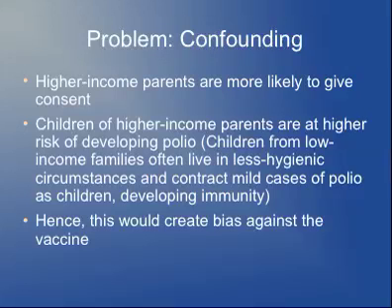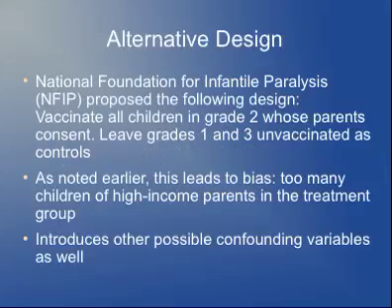So if we use that experimental design, it would potentially create a bias against the vaccine because the children in the control group would have lower rates of polio than children in the treatment group. So in general, when you choose your controls, you want them to be as similar to the treatment group as possible. You want the only difference to be the treatment itself.